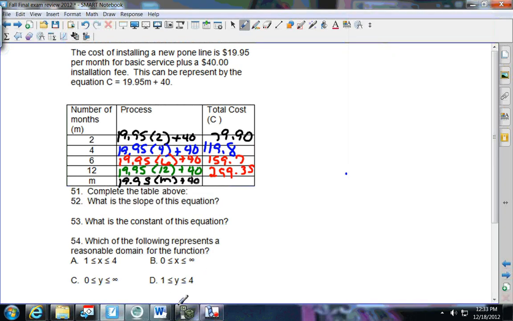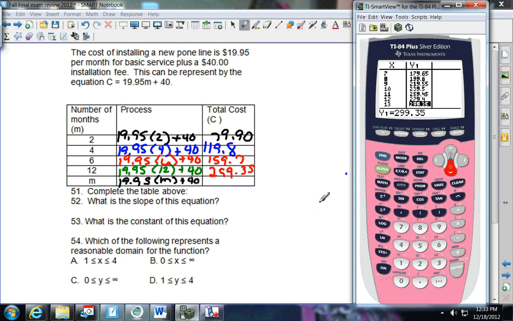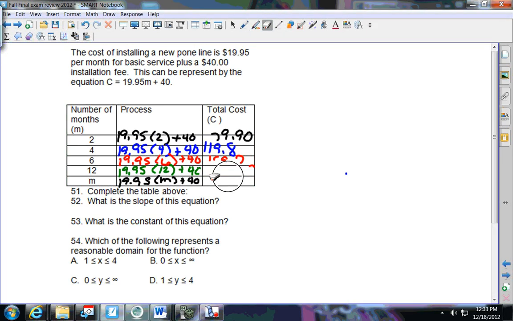What? 279? Can I not read? Oh, I'm on 13. Yeah, here we go. 279.40. Thank you. Oh, golly. 279.40. What was in the red again? I'm sorry, what was it? 159.7.